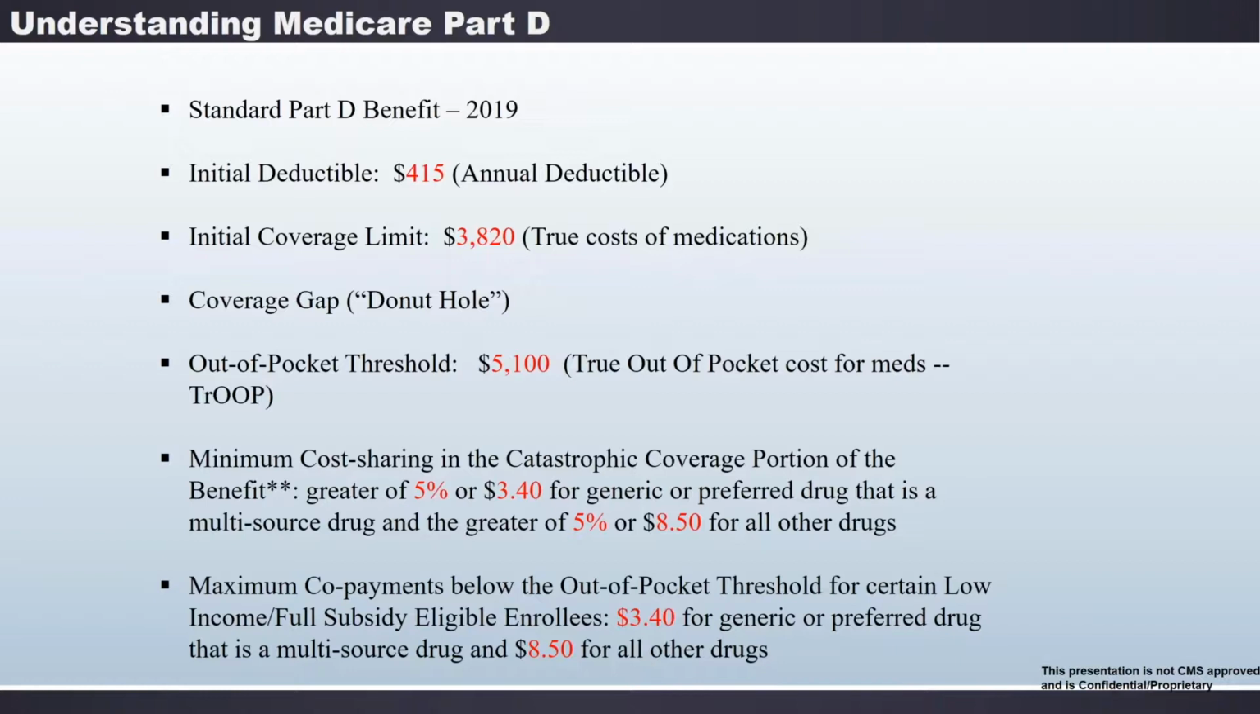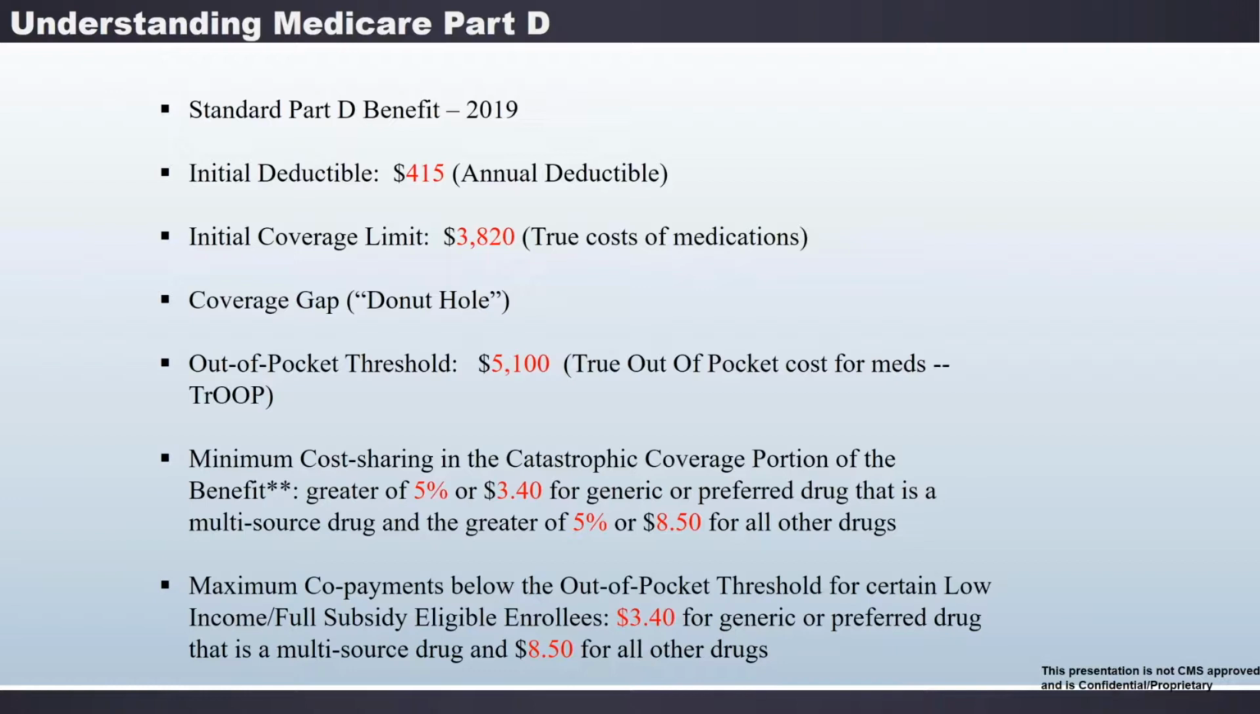Then the initial coverage limit, and this is Medicare and CMS will be tracking the true cost of the drug, not what's paid. In other words, you could have a copay of 25% on a $100 drug, meaning your share would be $25 copay, but they're going to be tracking that $100. So that's going to be your initial coverage limit of $3,820. When it reaches that, you're into the gap, known as the donut hole.